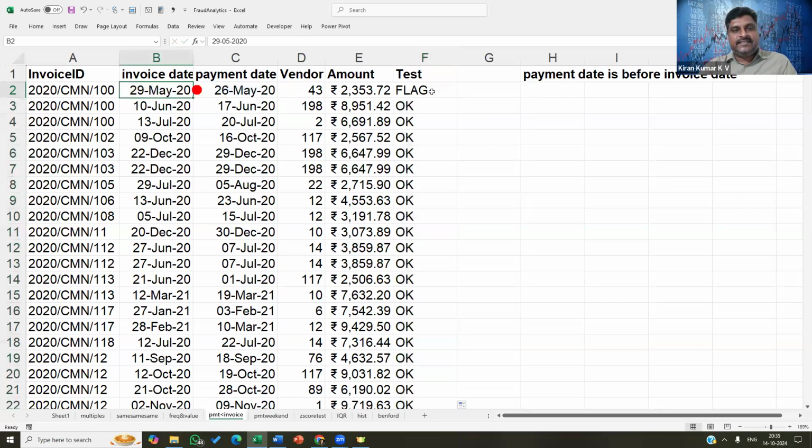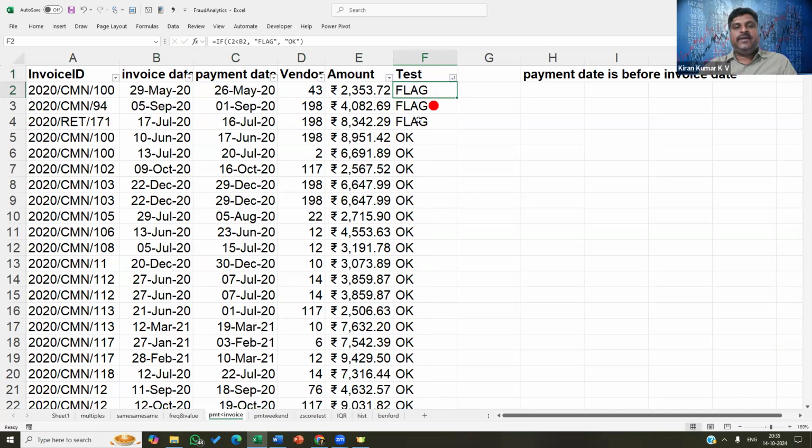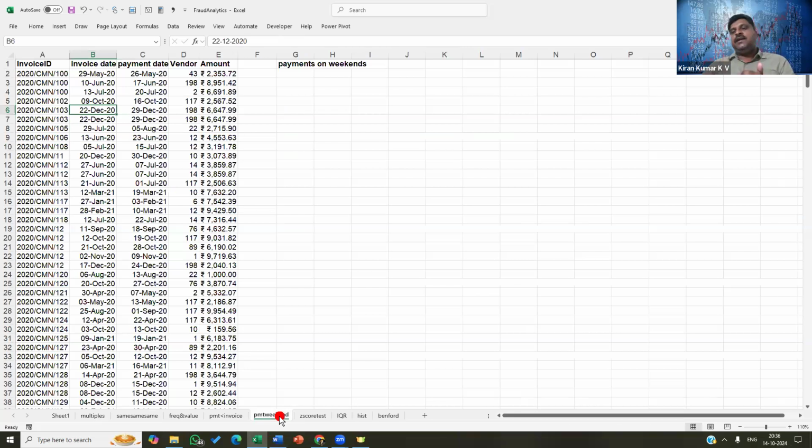You see, this transaction itself is a fraudulent transaction. Your invoice date is 29th May, but the payment happens on 26th May. How could that be possible, right? Let's see how many transactions we got here. I have 3 transactions whose invoice date is after the payment date. So this is another anomaly or fraud detection that you've done. Okay, let's look at one more. I'm just going continuously.